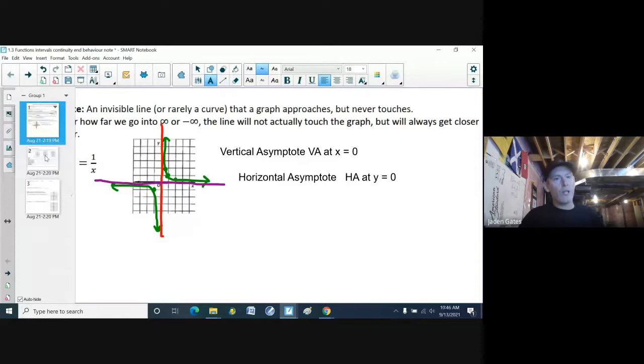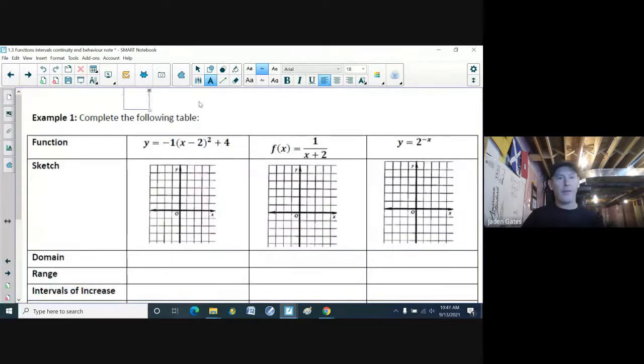All right, so now let's go over all these different properties and characteristics of our different functions here. So I threw in a bunch of different functions.